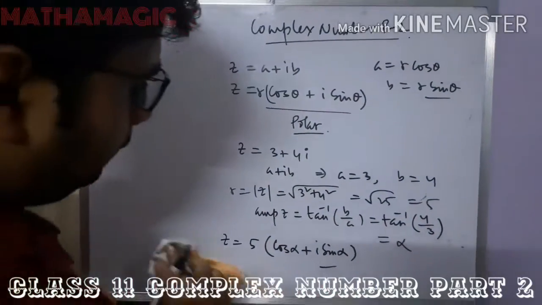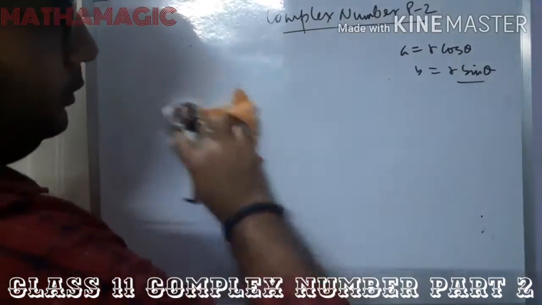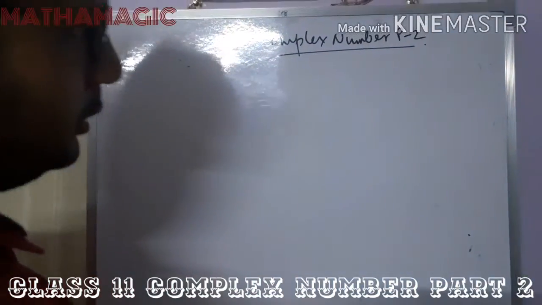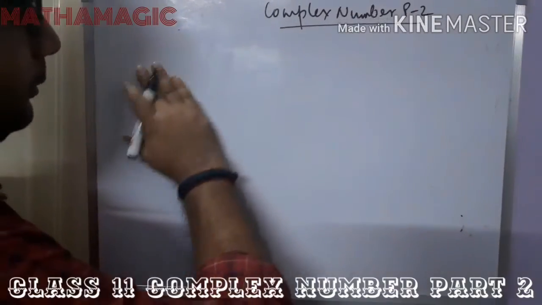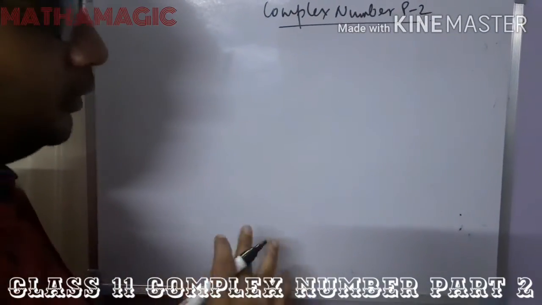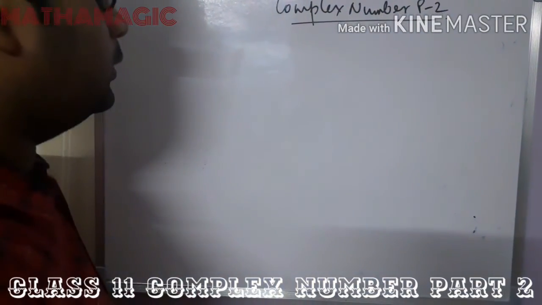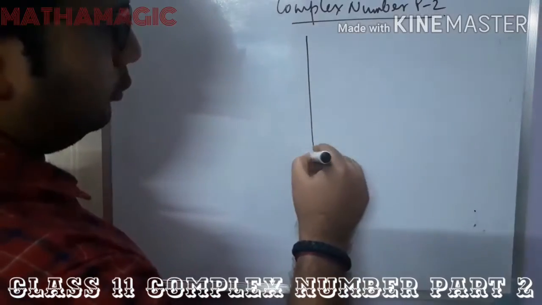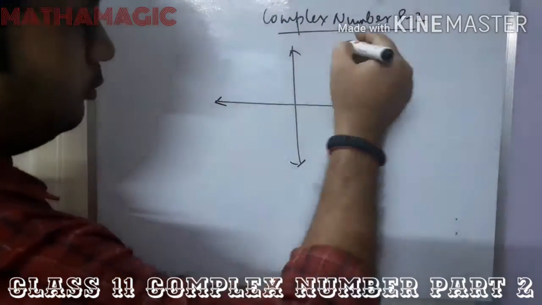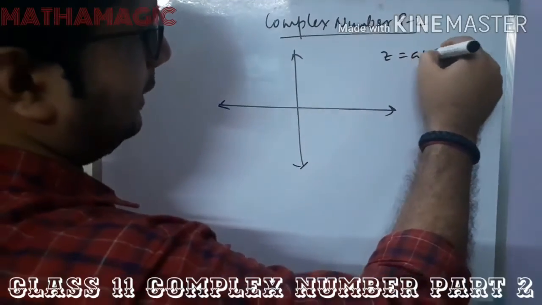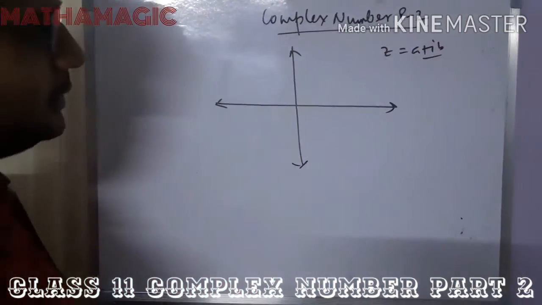Now, in case of polar format, these are the basic questions which you will come across, and we have to solve this kind of problems. Now we'll try to plot a complex number which is in the form z is equal to a plus ib on the x and y axis.